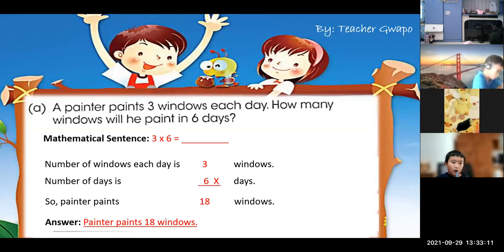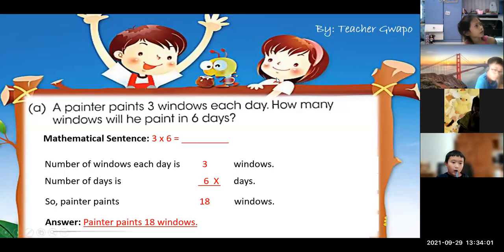So a painter paints 3 windows each day. How many windows will he paint in 6 days? Don't forget to write the mathematical sentence, 3 times 6. So number of windows each day is 3 windows. Number of days is 6 days. So painter paints 3 times 6 is equal to 18. So 18 windows in 6 days. So painter paints 18 windows in 6 days.